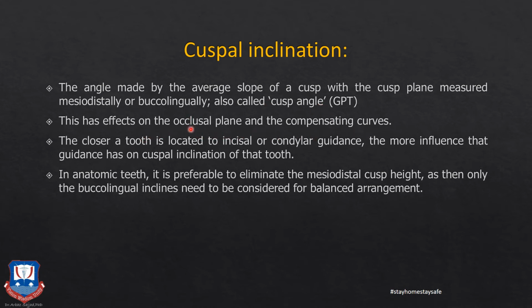This has an effect on the occlusal plane and the compensating curve. They are interrelated, that is the slope of the occlusal plane, the compensating curve, and the cuspal incline. They are all interrelated to each other. The closer a tooth is located to the condylar guidance, the more influence the guidance has on the cuspal inclination. In anatomic teeth, it is preferable to eliminate the mesiodistal cuspal inclines, and only buccolingual inclines need to be considered for balanced arrangement of the teeth.